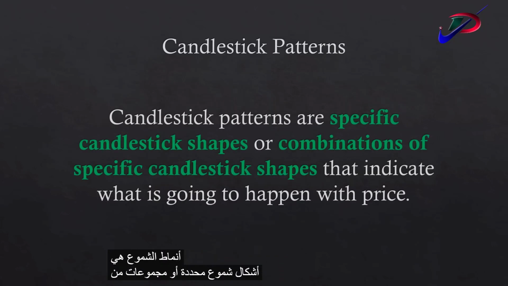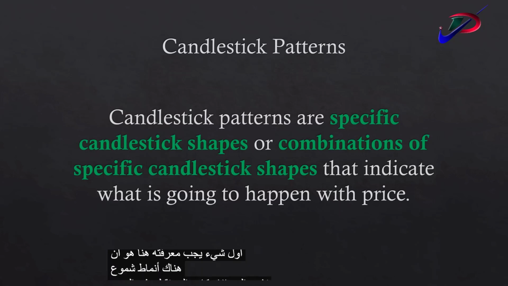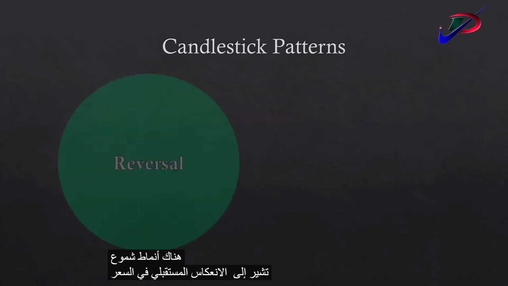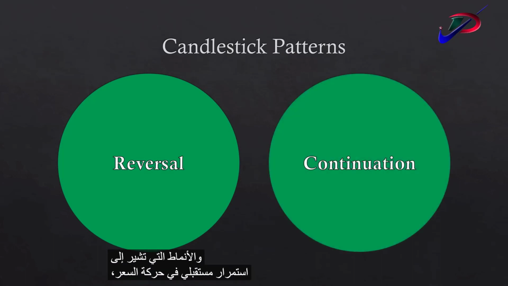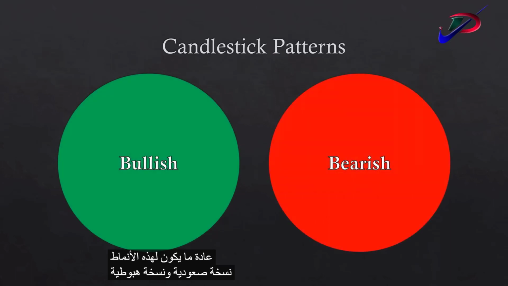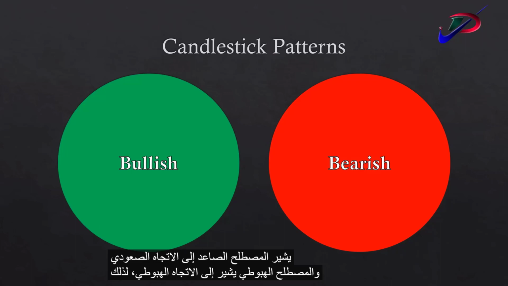Candlestick patterns are specific candlestick shapes or combinations of specific candlestick shapes that indicate what's going to happen with price. The first thing to know here is that there are candlestick patterns that indicate a future reversal in price and patterns that indicate a future continuation in price movement. The most useful candlestick patterns are the reversal type. These patterns usually have a bullish version and a bearish version. The term bullish indicates upside and the term bearish indicates downside.